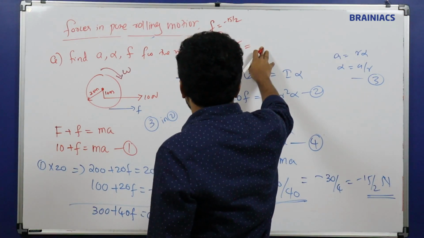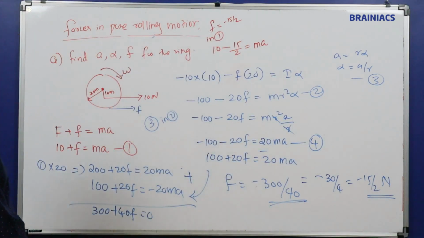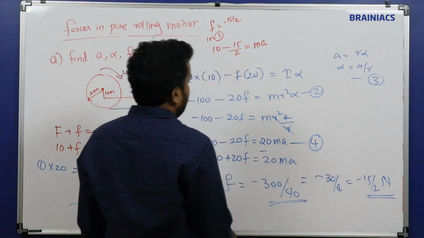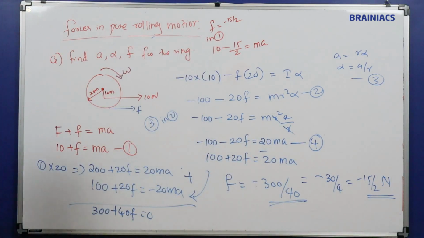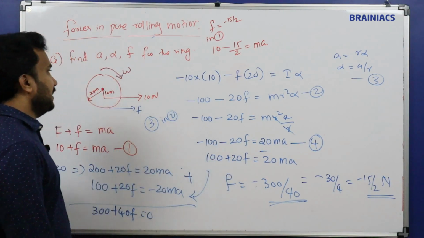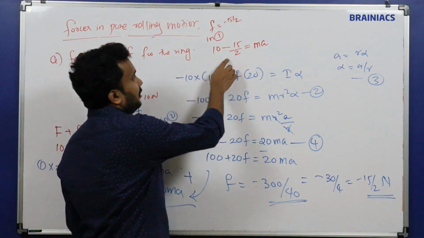M into A. So 10 minus 15 by 2, but the mass has to be given, right? Else it's difficult to solve it. You will get one MA value from here as well. Definitely the mass has to be given, else it's difficult for you to solve it. Without the mass value, can you solve it? No.